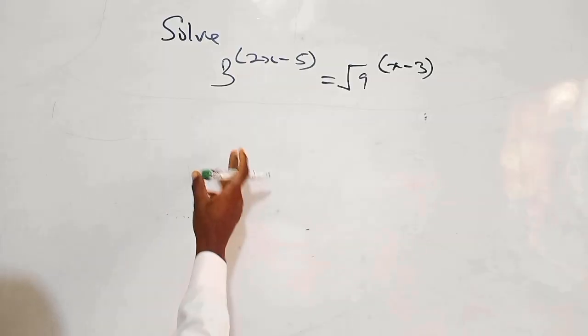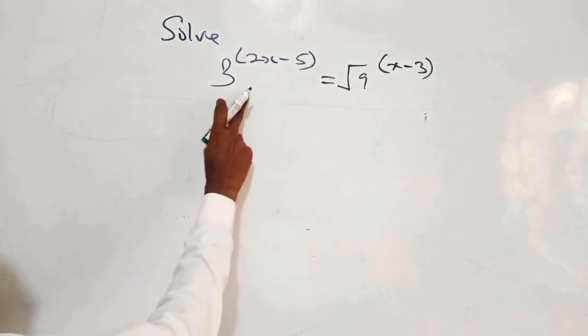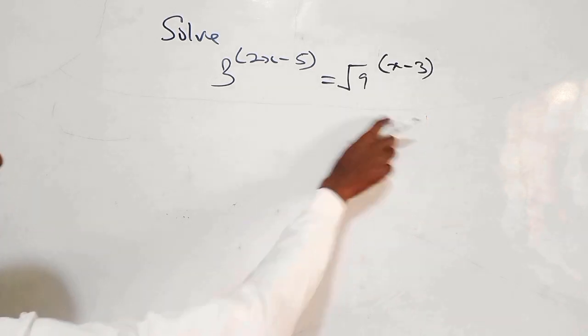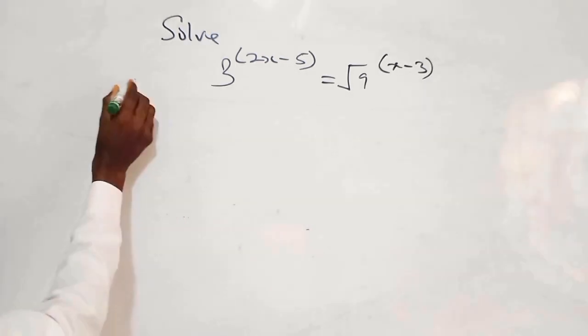So solve this exponential equation. We have 3 to the power 2x minus 5 equals root 9 to the power x minus 3. How do we go about this? Solution.